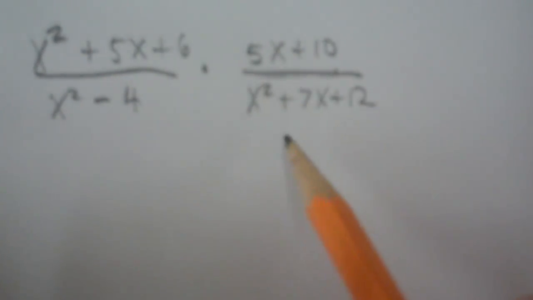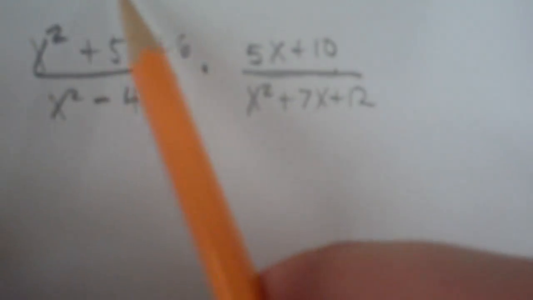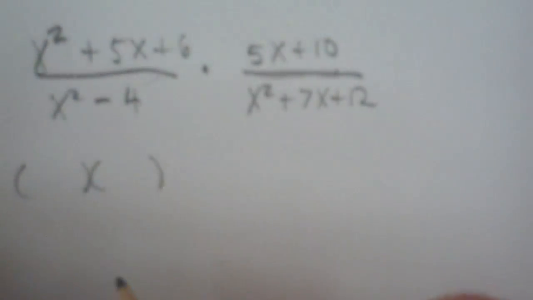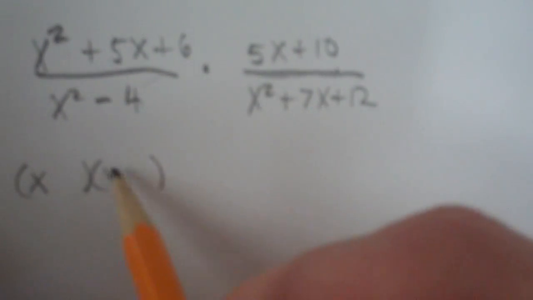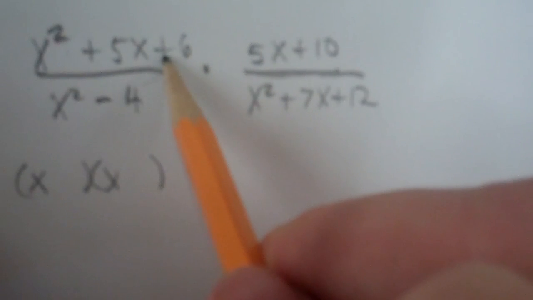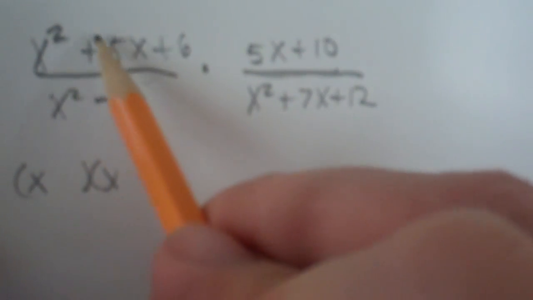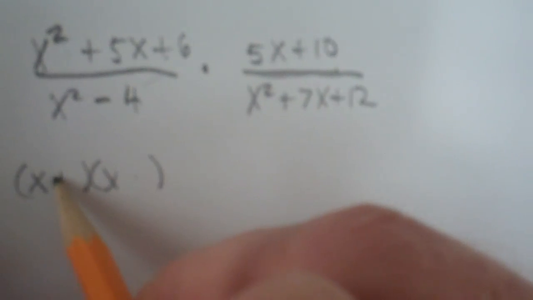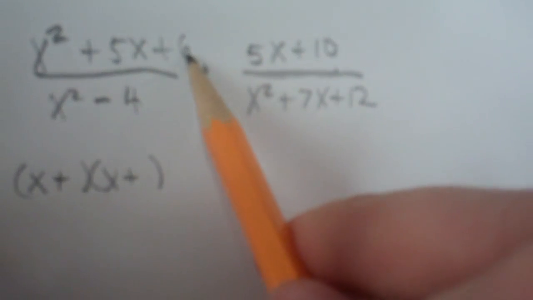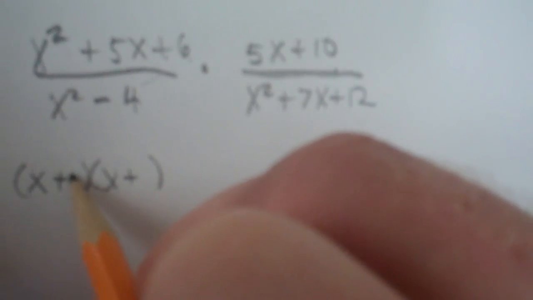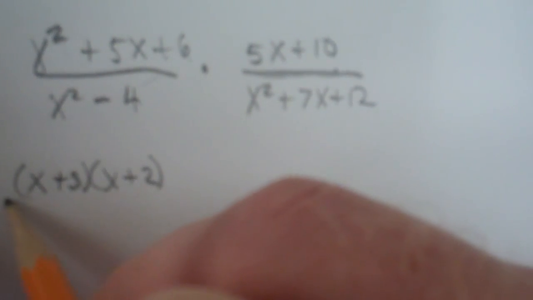To simplify this, let's just factor each part, and I'll begin with the numerator from this term. So this breaks into a product of two binomials. I'm going to put my x and my x. Are the signs going to be the same or different? Because that's a plus sign, these have to be the same. Which the same? I see they're both going to be pluses. So I put a plus and a plus. What are two numbers that multiply together to be 6 and add up to be 5? I think that'll be a 3 and a 2, just like that.